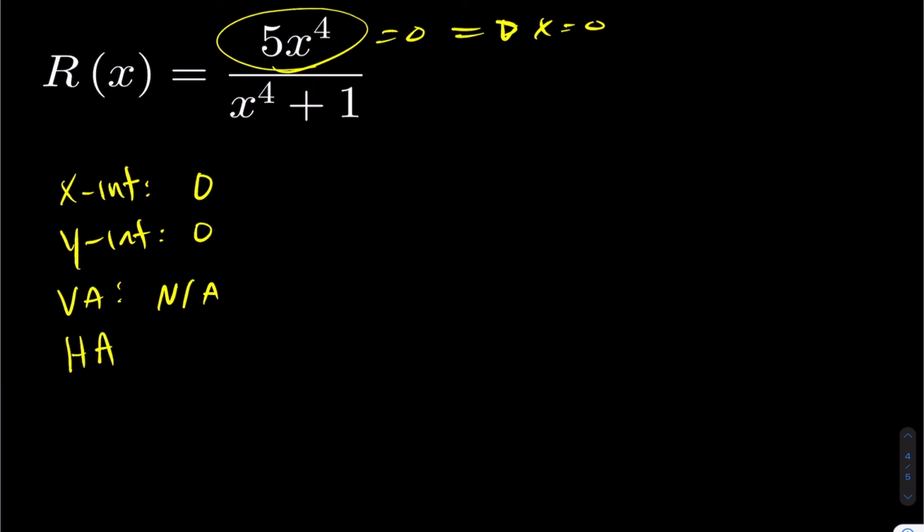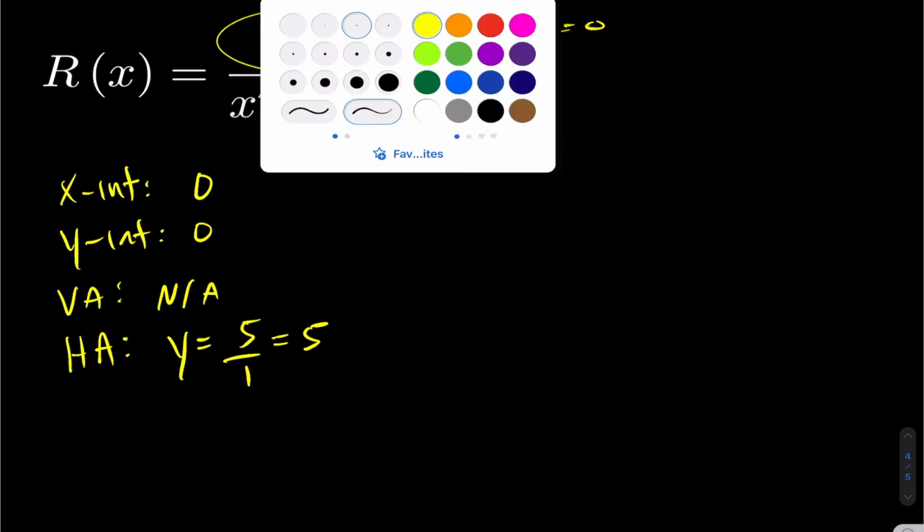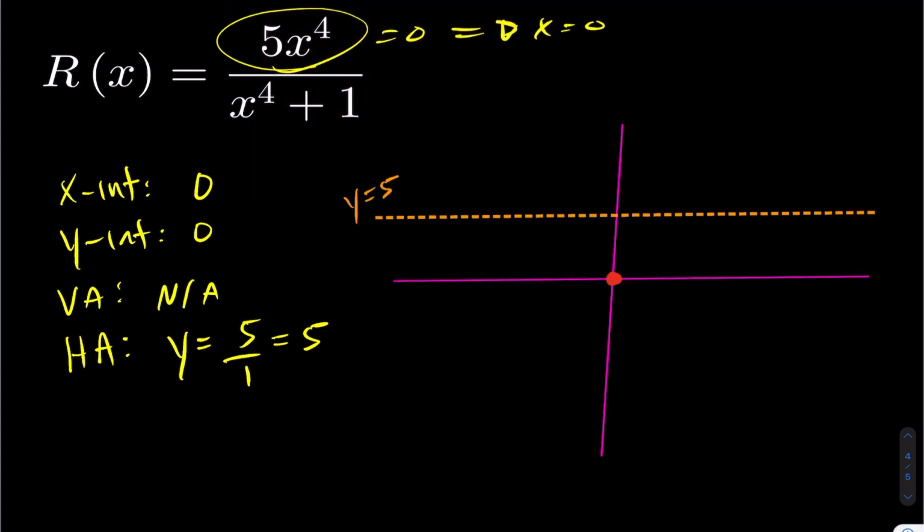Horizontal asymptotes, this time the degree of the top and bottom are equal. And when the degree of the top and bottom are equal, you divide the leading coefficient of the top by the leading coefficient on the bottom, in which case we get y equals 5 as our horizontal asymptote. And now let's put this all together and graph. So I went ahead here and labeled our horizontal asymptote at 5 and our x-intercept at 1.